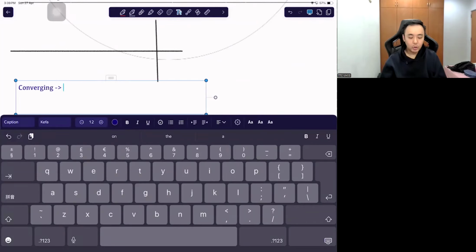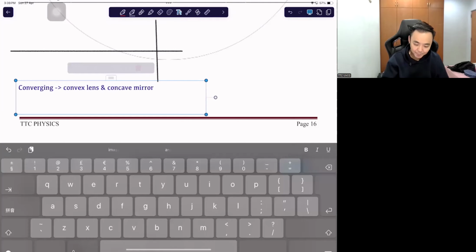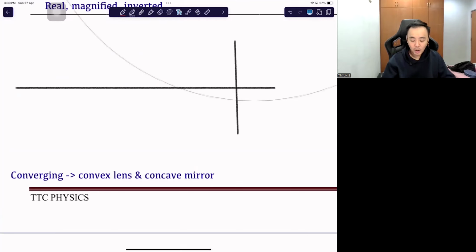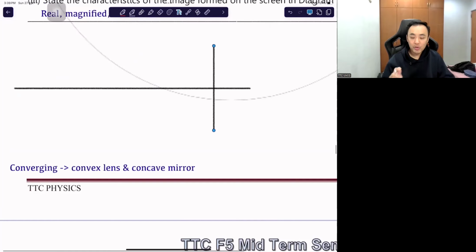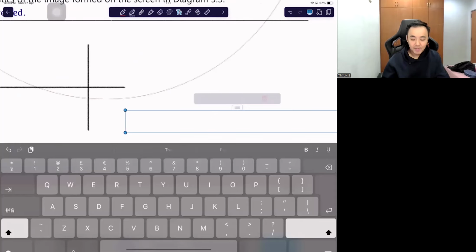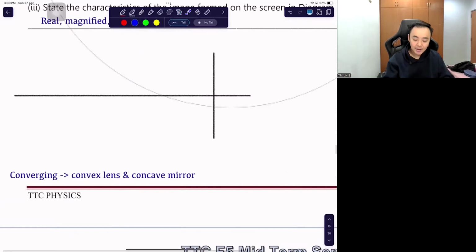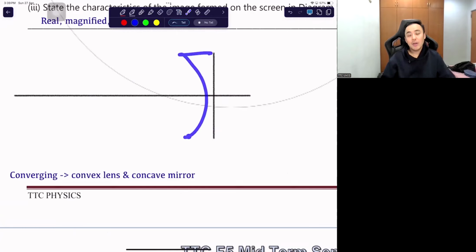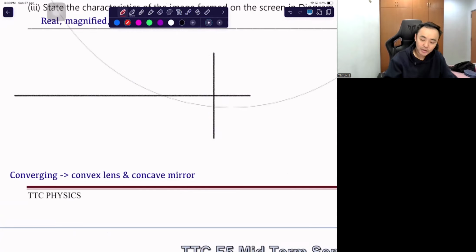Now, in the converging group, we have two persons. Number 1, you have the convex lens. Number 2, you have the concave mirror. Both are converging, meaning whenever you see a convex lens or a concave mirror, you can use this shortcut here. Let's say this is a convex lens. If they show you a concave mirror, you can also do this. This shortcut works for both, and it is for you to remember all the characteristics.